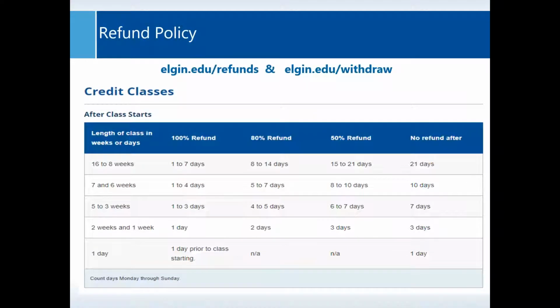Before you enroll for classes, make sure you read the refund policy. The refund is calculated based on the date of formal withdrawal. Visit the refund page for more information. You should never stop attending a class without formally withdrawing first. Before you withdraw from a class, make sure to check with the financial aid office to see how that might impact your financial aid.